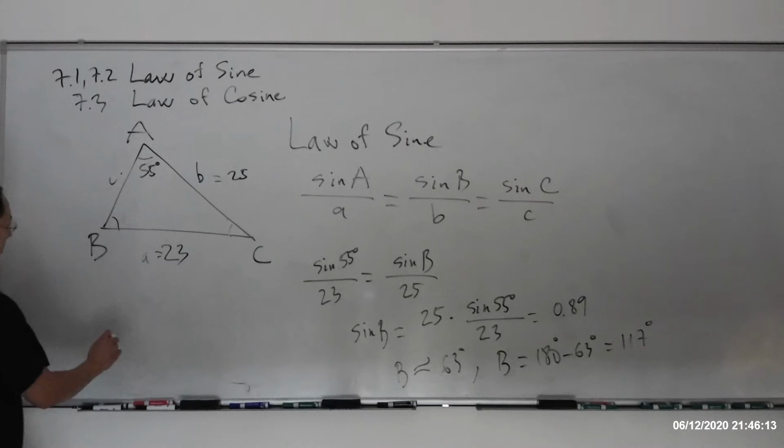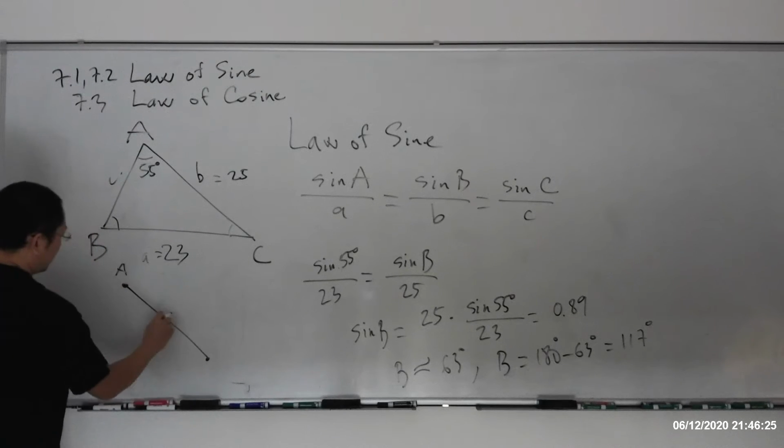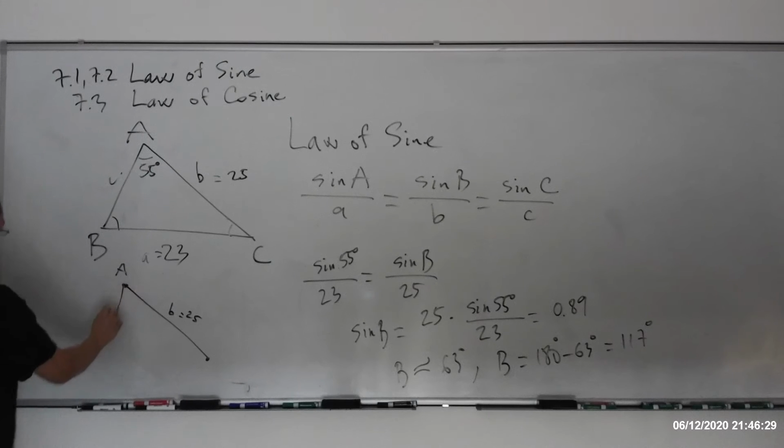Okay. So let me show you this. So what I have is this. Draw this way. Let's start from here. This is A right here, and I have the length of 25. This is B equal to 25 feet. Okay. And I know the angle, so I'm going to draw this way. This angle is 55 degrees. That's what I know.